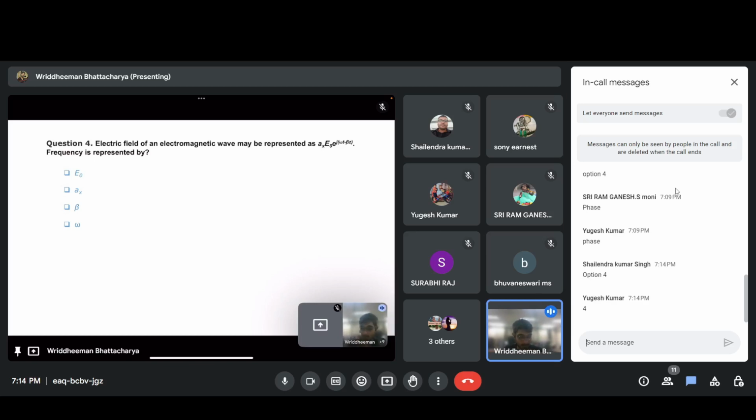Yes, option 4 will be the correct one. The next question is similar to the previous one, just the identifying quantity has been changed. The phase in the above expression is determined by which quantity? E naught, AX, beta, or omega? Yes, the third option is the correct one, the beta.